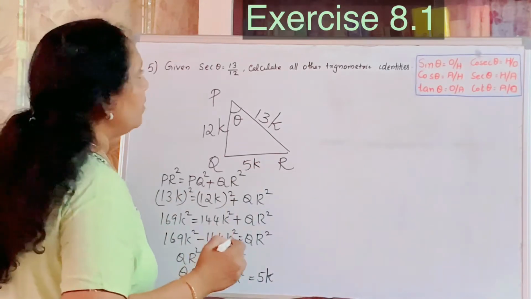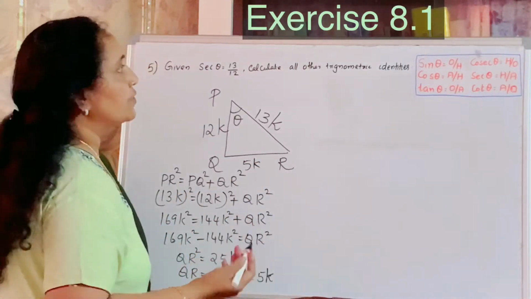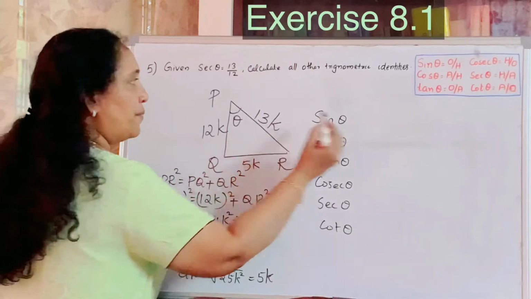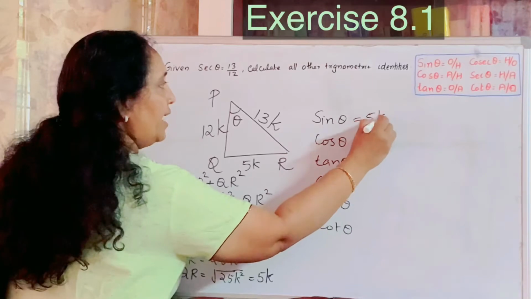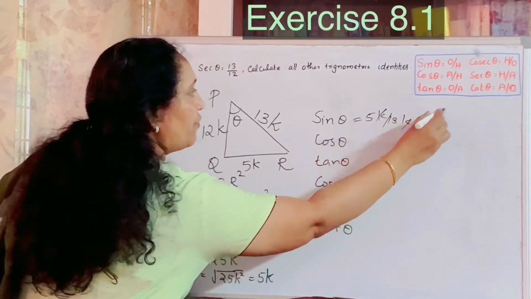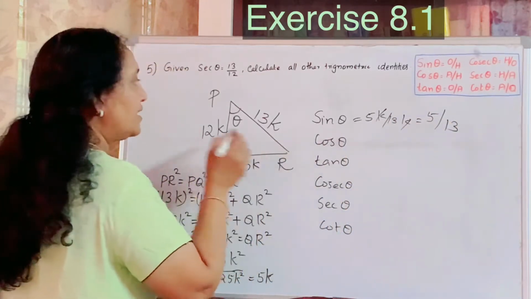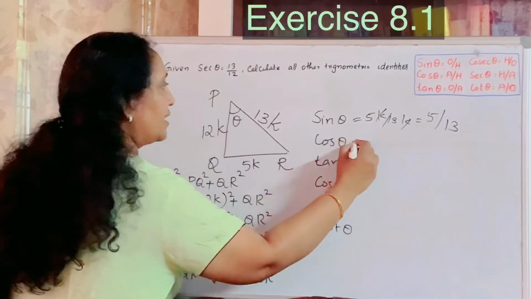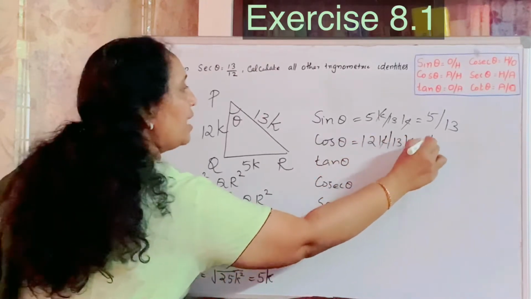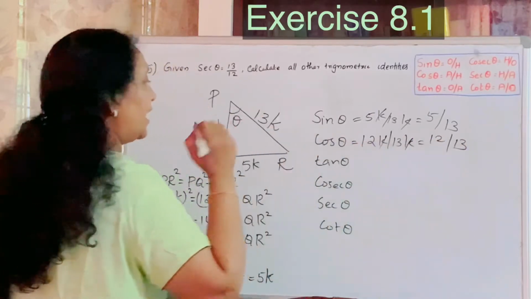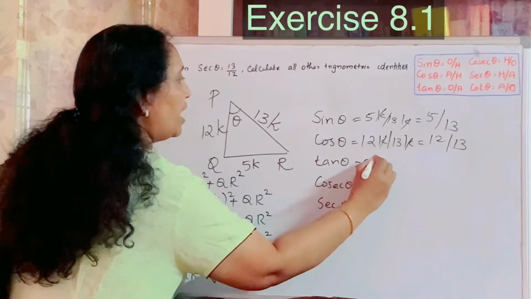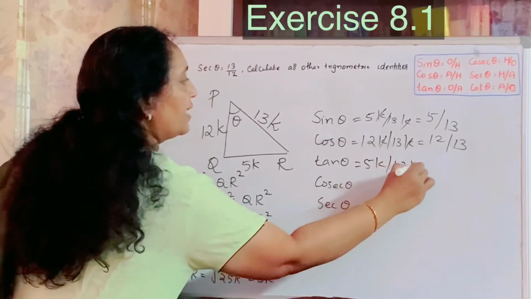Okay, now calculate all other trigonometric ratios. That means sin theta, opposite side by hypotenuse, that is 5K by 13K, that is K and K get cancelled, that is 5/13. Cos theta, adjacent side by hypotenuse, that is 12K by 13K, that is 12/13. Then tan theta is equal to opposite side by adjacent side, that is equal to 5K by 12K, that is 5/12.